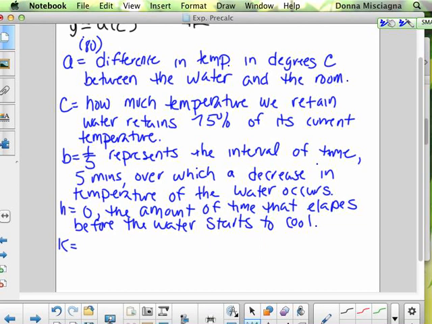And K, which is 20, represents the room temperature, or the temperature of the air in the room.